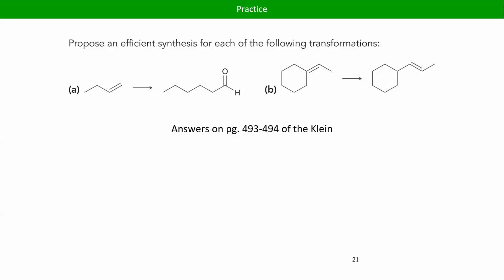Let me pull up the Klein textbook. I did it a different way than ozonolysis. He came up with just the hydroboration, right? Yeah, you can just do the hydroboration. Terminal alkyne and then just hydroboration. That would leave the aldehyde. That actually is probably the better option.